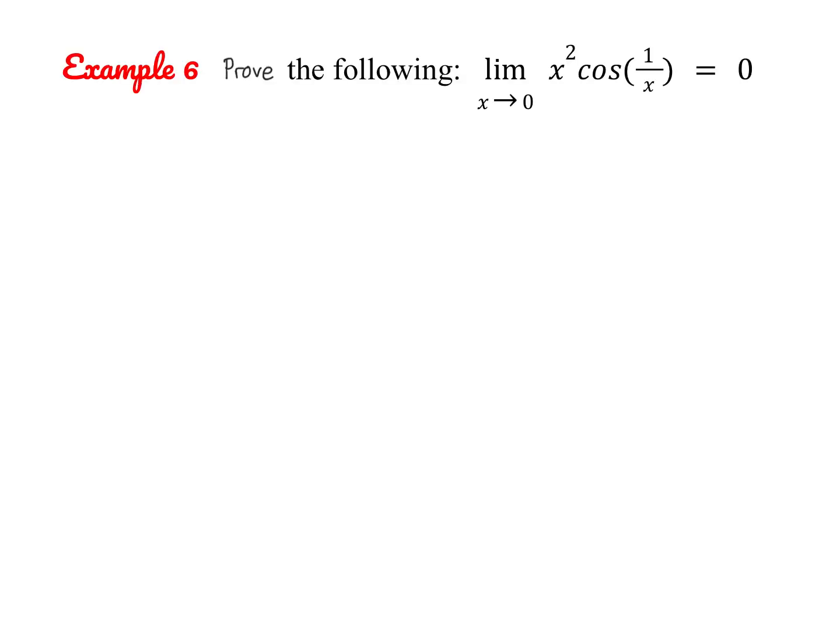All right, let's give this one a try together. So here we're going to try to prove that the limit as x approaches 0 of x squared times the cosine of 1 over x equals 0, and we're going to use the squeeze theorem to do so. So first, we're going to have to find a function that is always less than this function and always greater than this function as we approach 0.